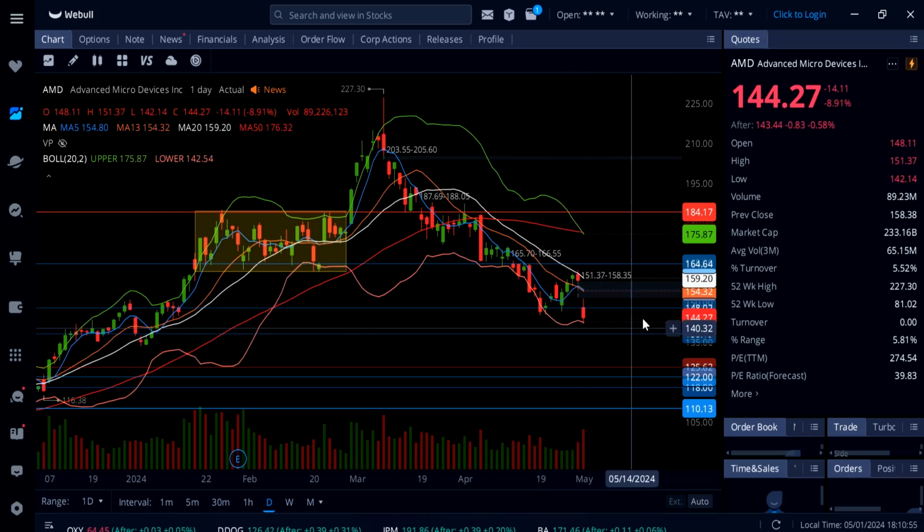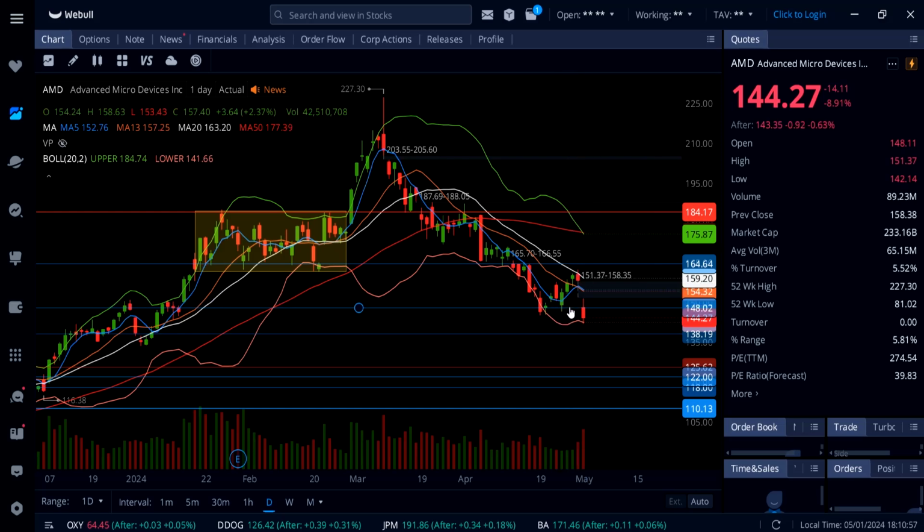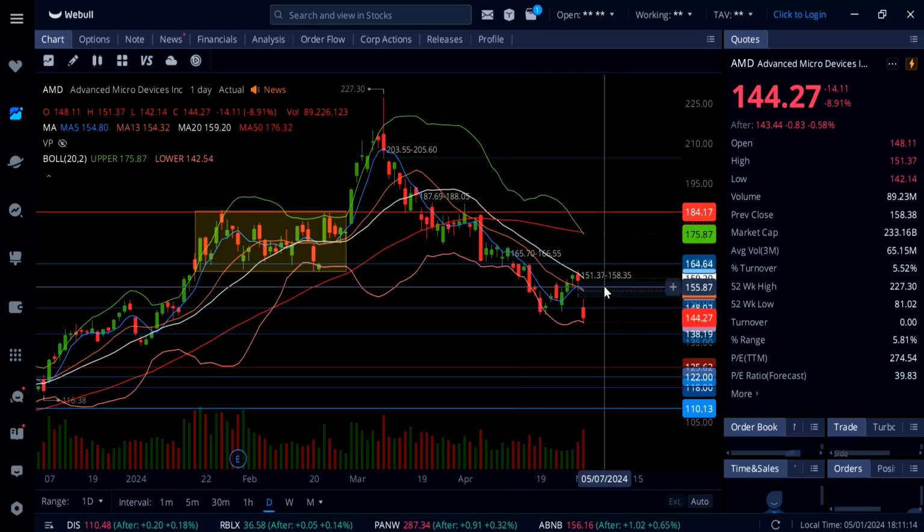To the upside, again, look at this, guys, 148, massive rejection. So 148 is going to be a resistance to watch, and if AMD can clear that, then watch out, this thing can go all the way up to 154.32, and that is it for now, because I don't think AMD is going back up to 158 anytime soon.